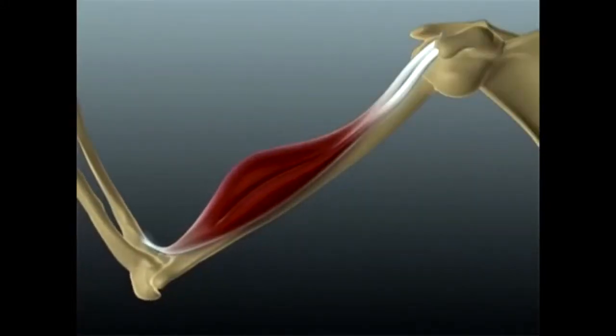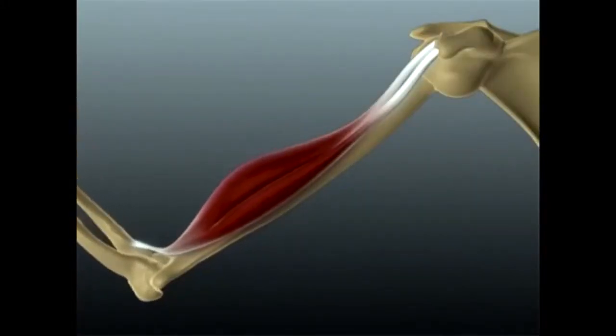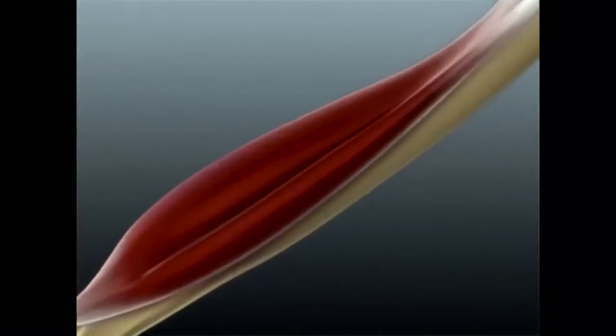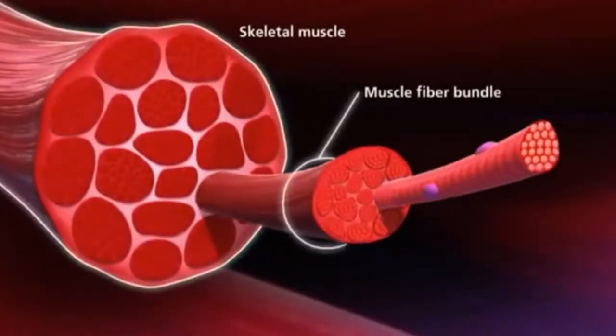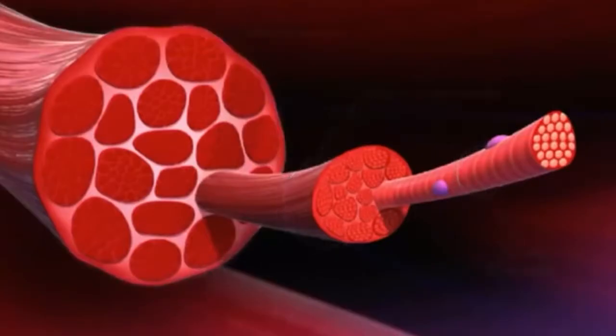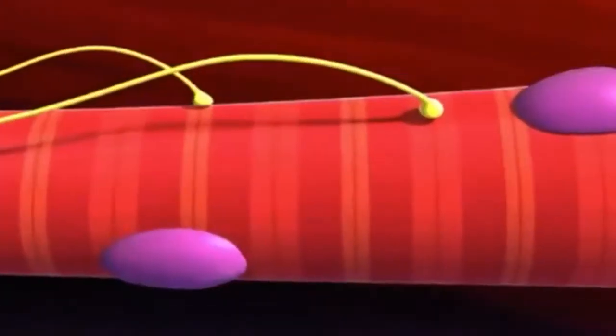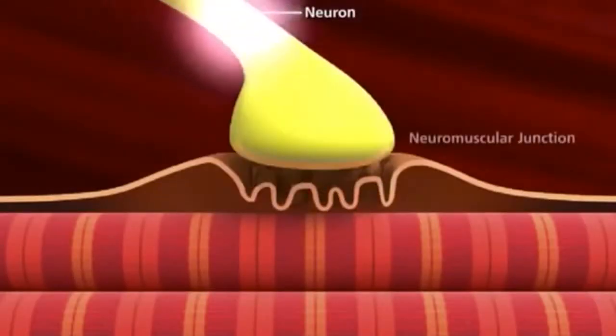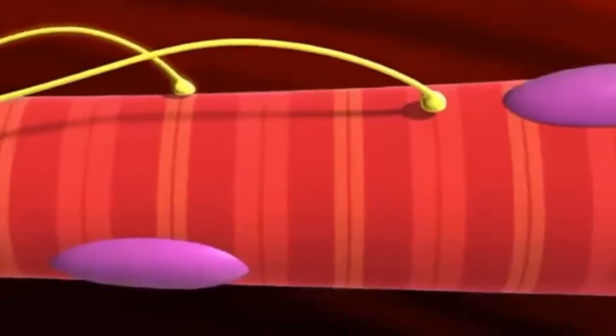Okay, so here's my cool narration on this awesome animation of how we move muscle. If we zoom into muscle and really take an in-depth look, you'll find that skeletal muscle is made up of muscle fiber bundles. These are basically long cylindrical cells that can contract or relax when they get signals from the nervous system through the neurons to the neuromuscular junction.